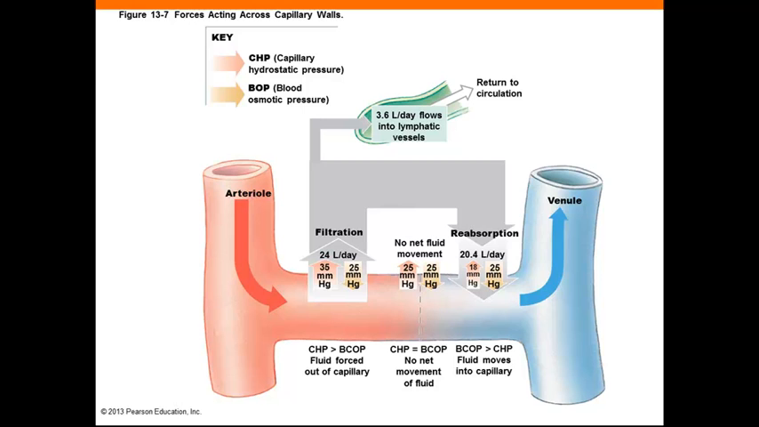Large solutes like plasma proteins are too big to diffuse, so they're important in maintaining the blood osmotic pressure, the BOP. And the blood osmotic pressure is higher than the interstitial fluid. So as the capillary hydrostatic pressure drops over the length of the capillary, the blood osmotic pressure remains the same, so it favors reabsorption of water in the end.